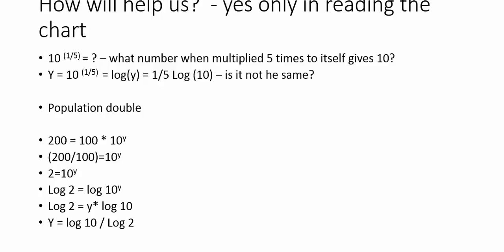We are just playing around with the rules of exponential to get to the answer. If you don't understand the last few lines, just ignore that. Let me come back to the question that I was solving.